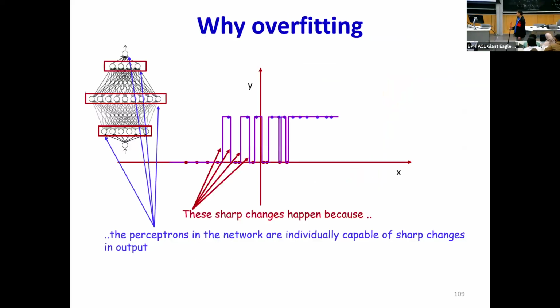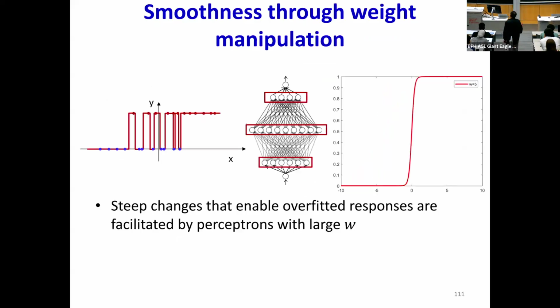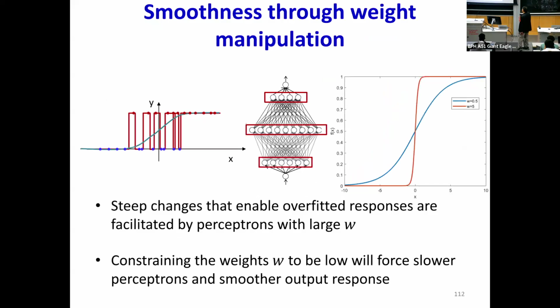So if you want to prevent this from happening, what would you do? You want to ensure that the weights don't get too large, and so you impose a constraint. Steep changes that enable overfitted responses are facilitated by neurons with large W. So you want to constrain the W to be low. This forces slower perceptrons and smoother output response.